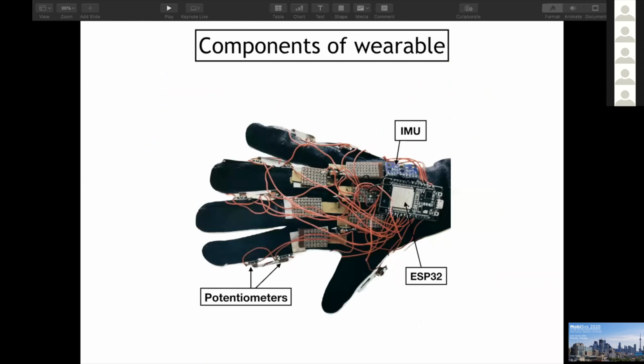So what components do we have? I've already told you we have SMD potentiometers, SMD rotary potentiometers, and an MPU 6050 as an IMU. And it's a quite powerful microcontroller, ESP32, and a lithium-ion battery at the back of the wrist.